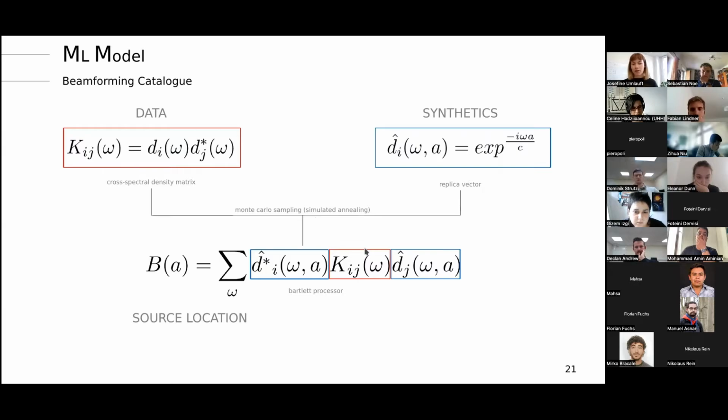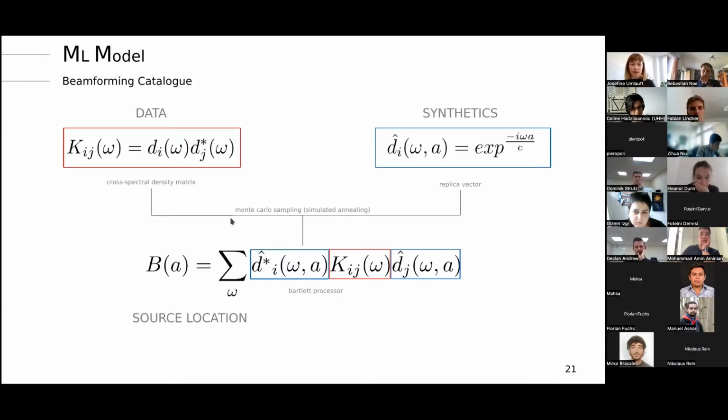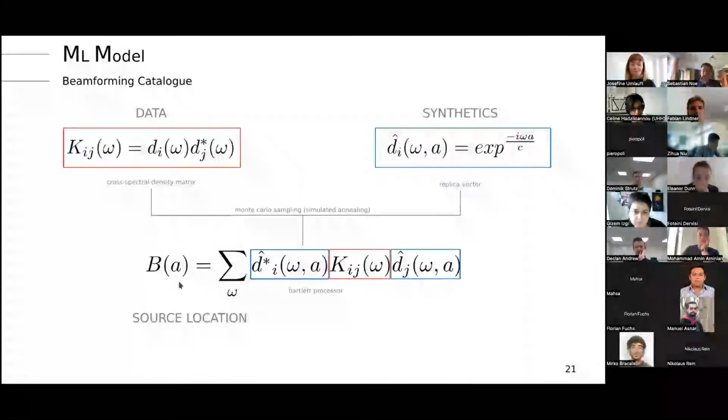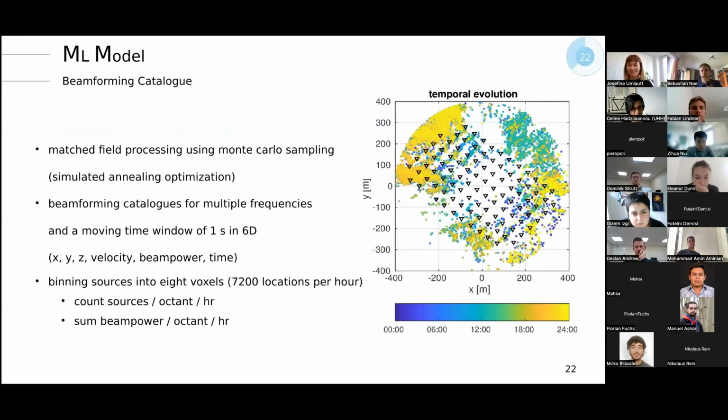So here we have our data field, the cross-spectral density matrix, we have the spectrum of our replica vector, and the complex conjugate. And in the end, you derive that B value, which is a correlation value, meaning that if that value is high, you have a very good match between your data wave field and your synthetic wave field, and that this is the most likely position of your source. So long story short, we located many sources based on that array.